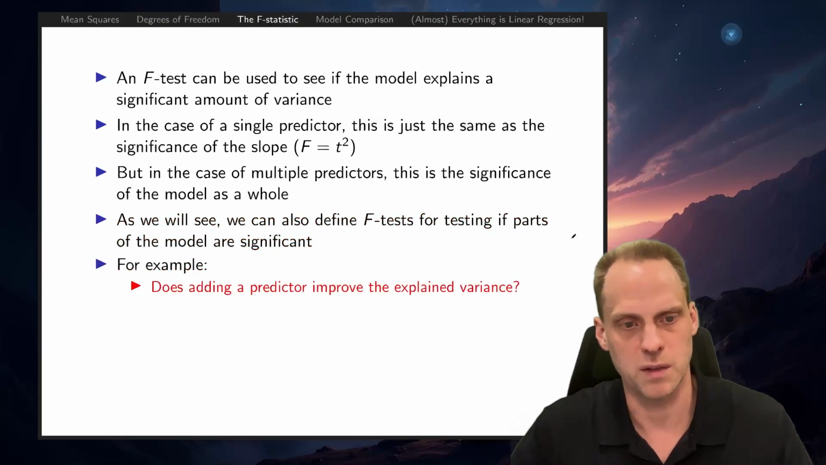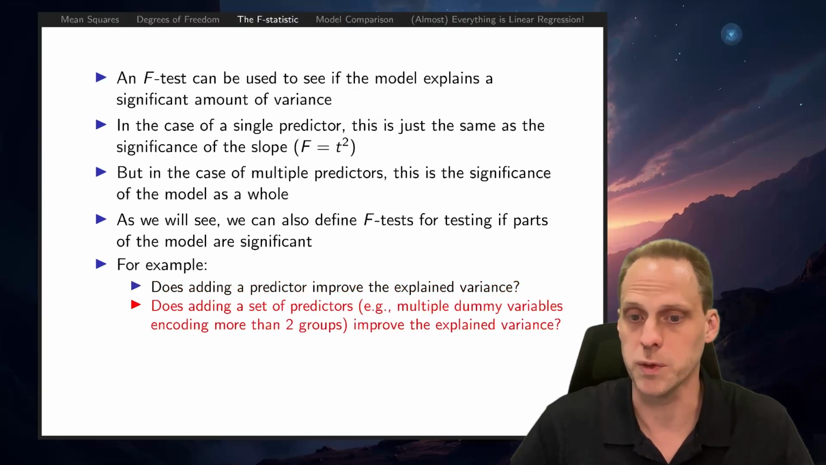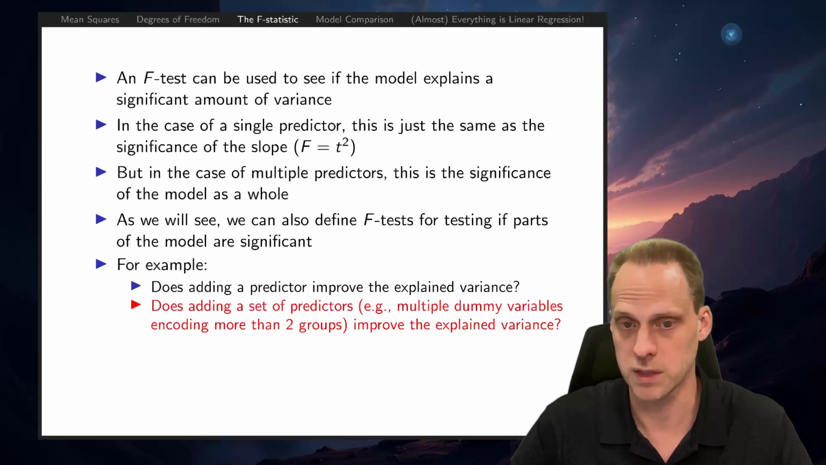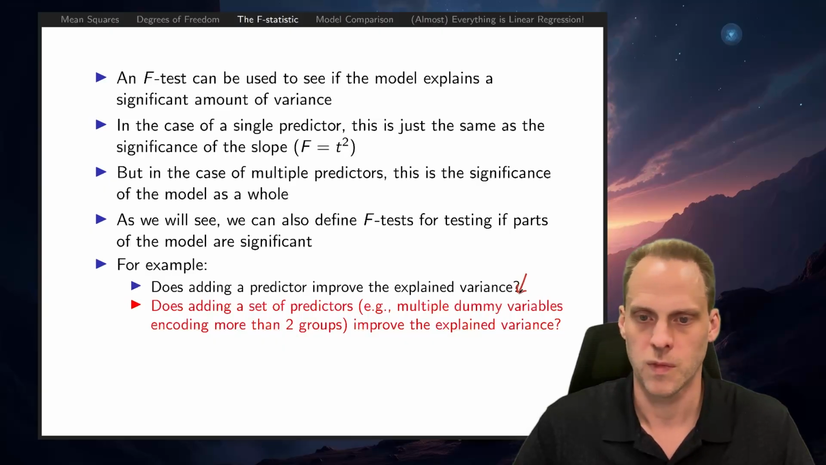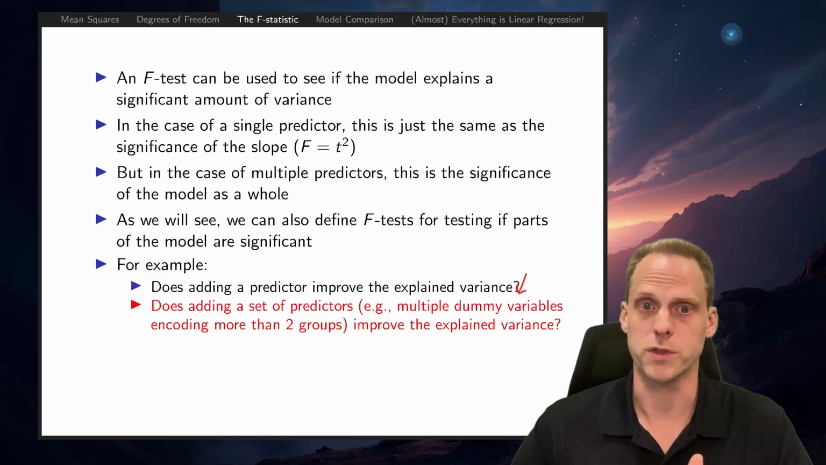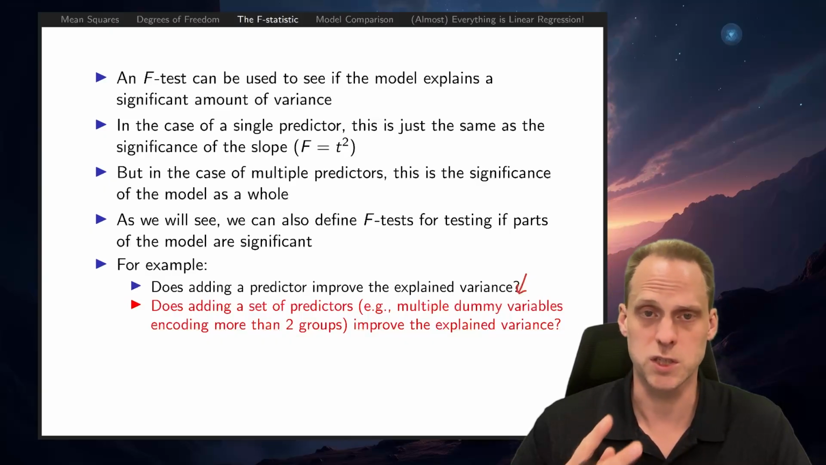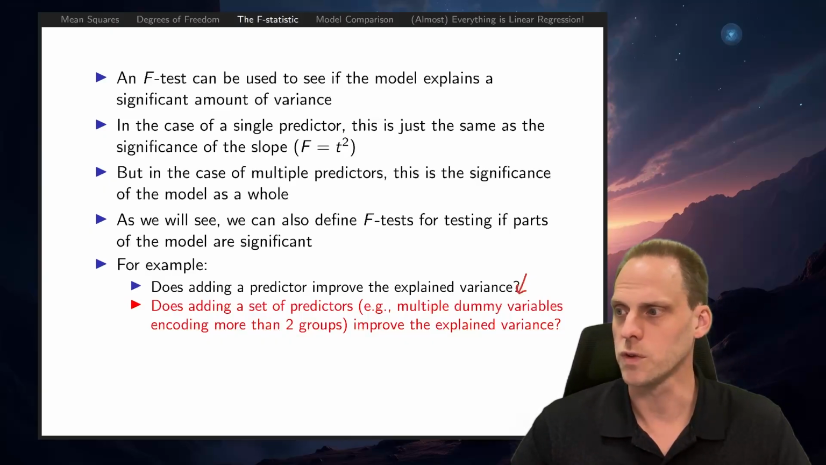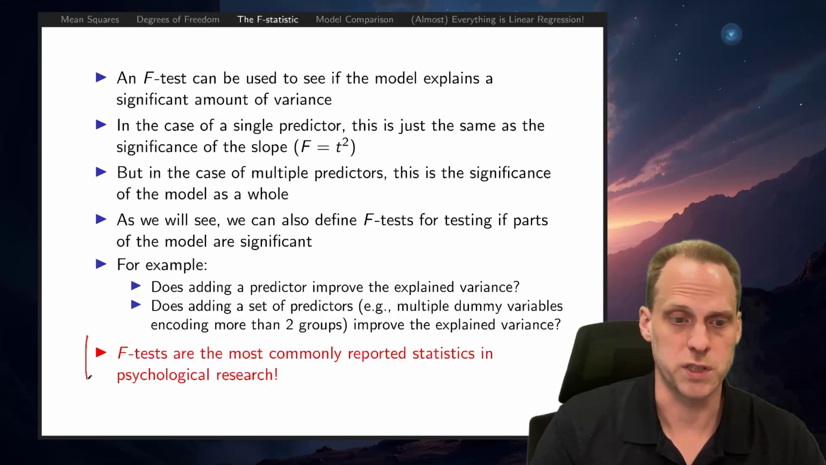For example, we can test, does adding a predictor improve the explained variance? Does adding a set of predictors, like 2 at the same time, improve the explained variance? Now that's really the strong part about the F-test, and this is why we need it. Later in the course, we're going to talk about, let's say, 3 groups. That actually involves 2 dummy variables, which we'll show later. So that means that we want to test not the significance of one slope, we want to test 2 at the same time. And we can do that with the F-test. We can compare a model with those 2 parameters to a model without those 2 parameters and see if the model is better.